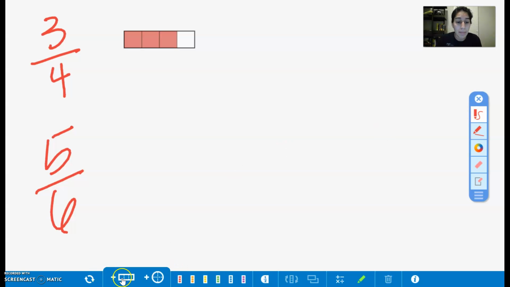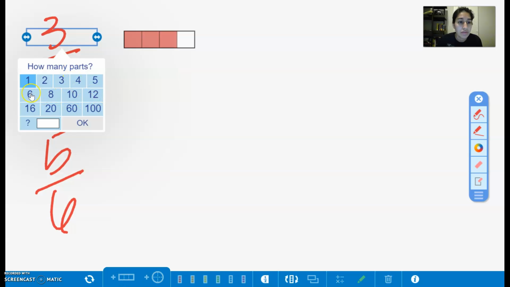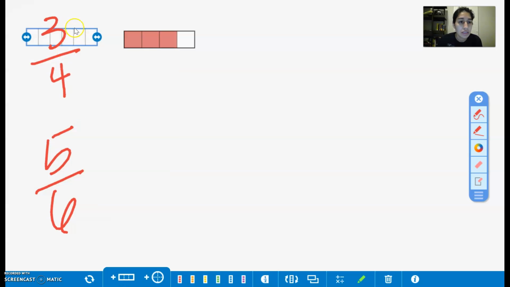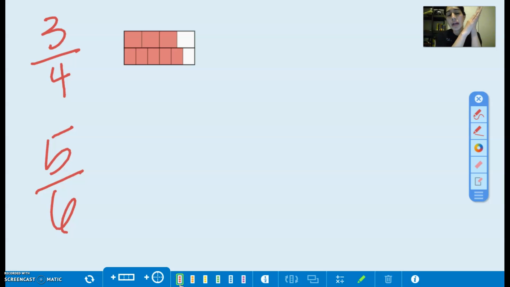So let's go ahead and draw that model. If there's 6 parts, I'm going to stack these, remember, so that we can compare using these models as well. Now we're going to use 5/6. So I have my 5/6 shaded. Remember I said, keep in mind what you know about 3/4 compared to a whole. Well, we know that 3/4 is 1/4 away from a whole. I'm going to write that over here for you.